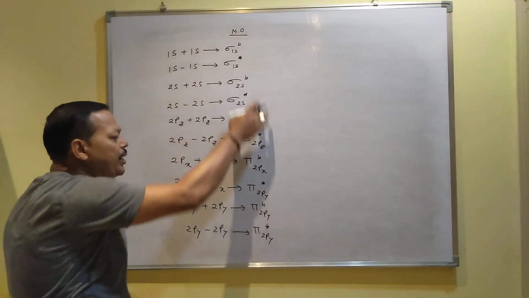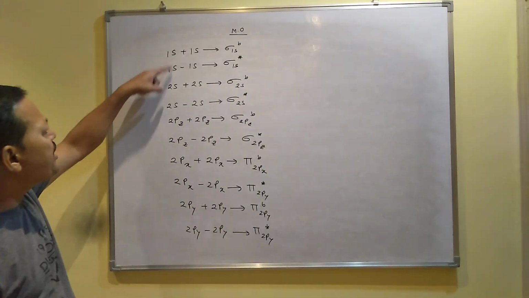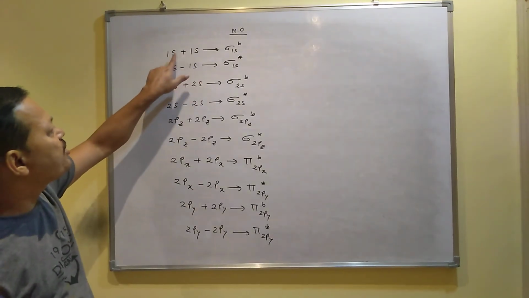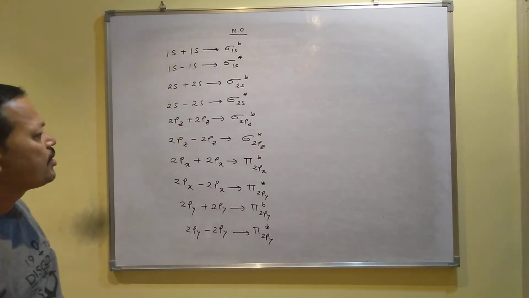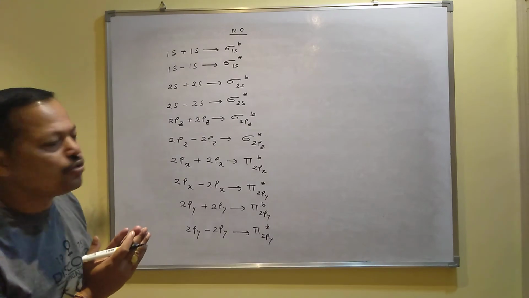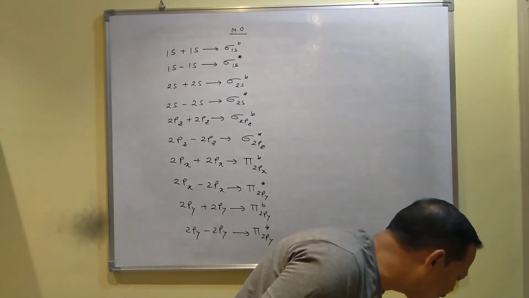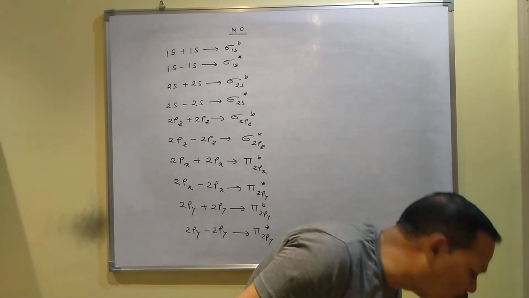So these are the names of molecular orbitals. As I have told you, these are the atomic orbitals. When atomic orbitals combine, they form the molecular orbitals. So you have to know the names of the molecular orbitals, and when you know the names, then you can write the electronic configuration of the molecule also.